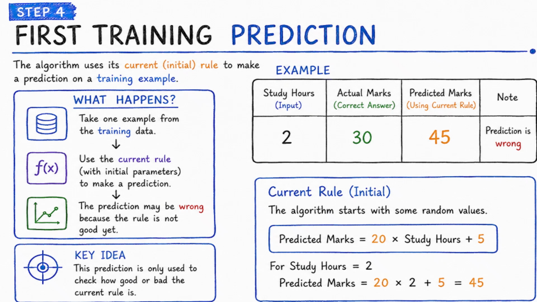Suppose the algorithm's initial equation predicts 45 marks instead. Clearly, the prediction is wrong. This is completely normal because the algorithm starts with a rough estimate. It hasn't learned the best rule yet. The purpose of this step is simply to see how close the current prediction is to the correct answer. In the next step, the algorithm will measure the error and use it to improve its rule.